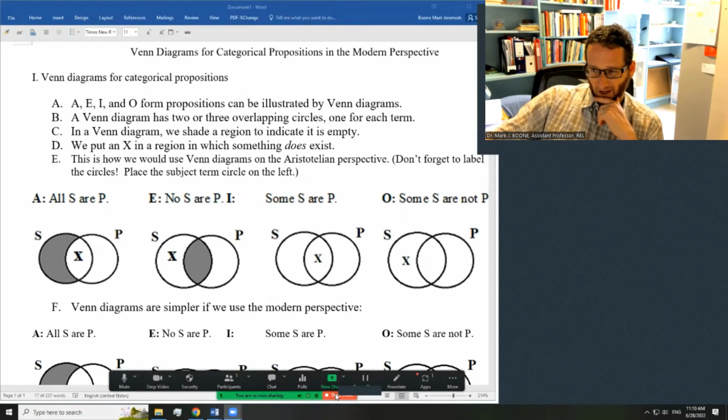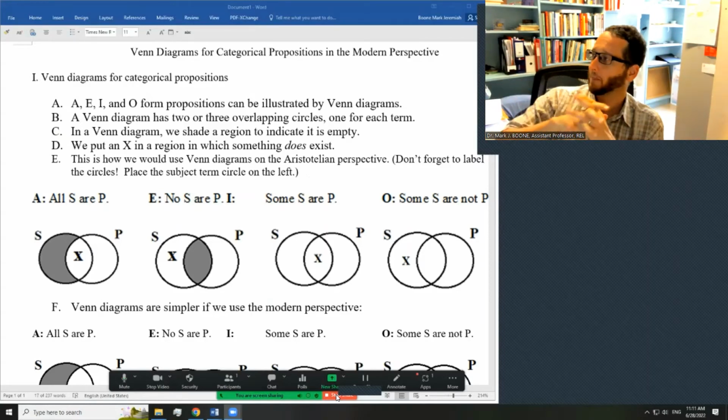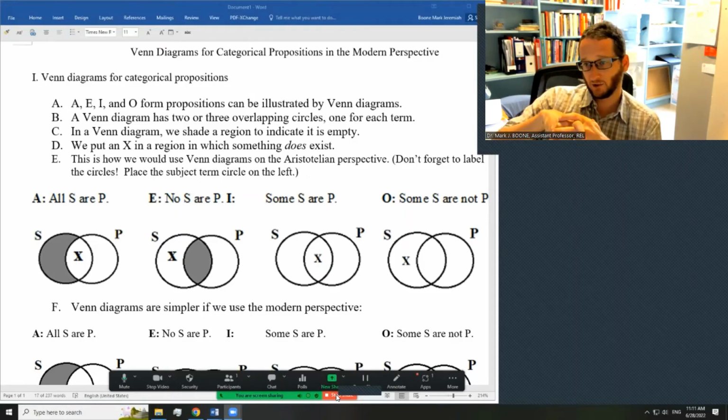All right, now let me think. Do I want to give you any bonus information? I might as well try. If you don't want anything extra, stop here. Don't keep going. But anyone who cares, you can only have a 3-circle Venn diagram or a 2-circle Venn diagram.